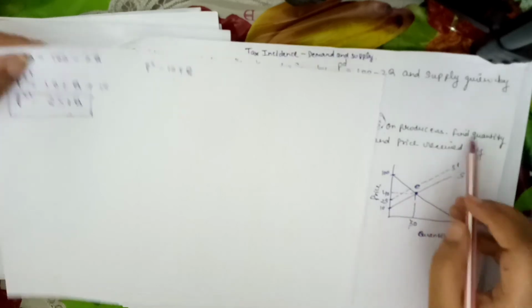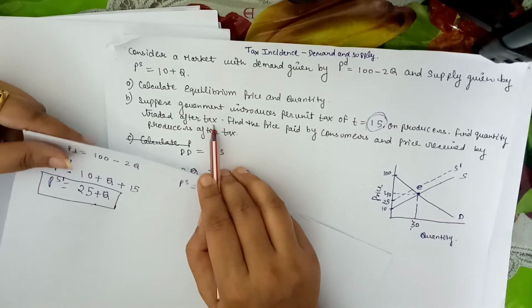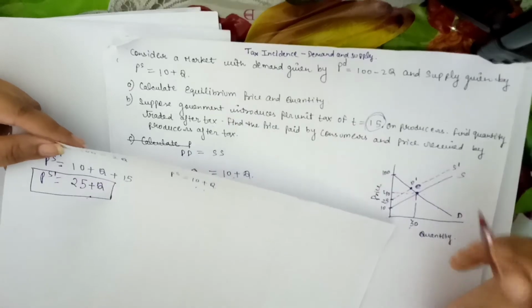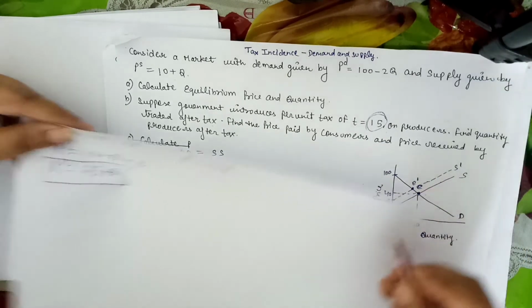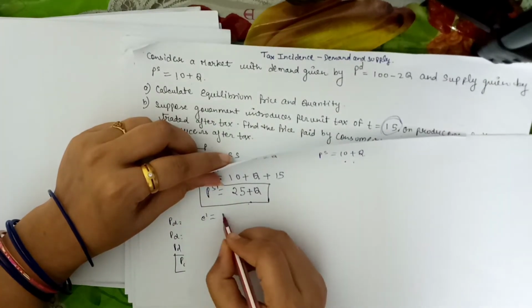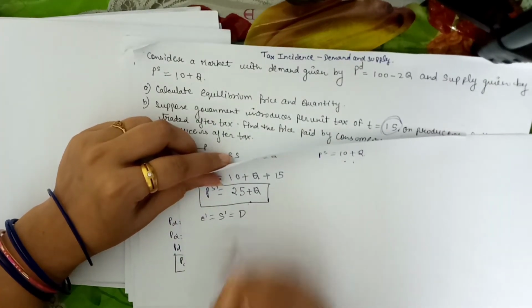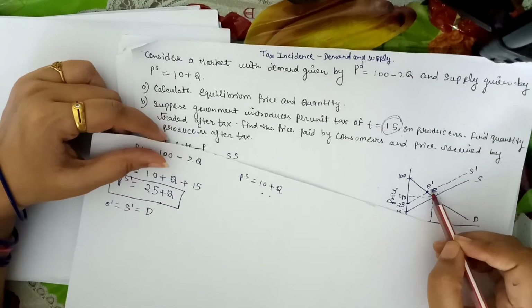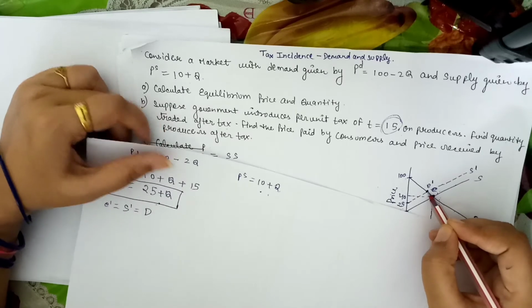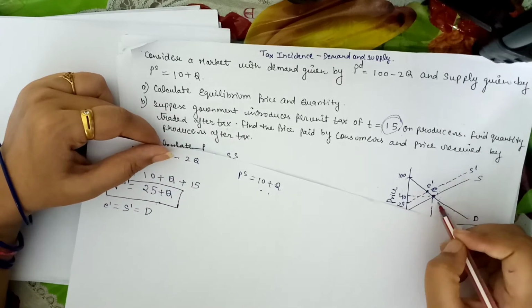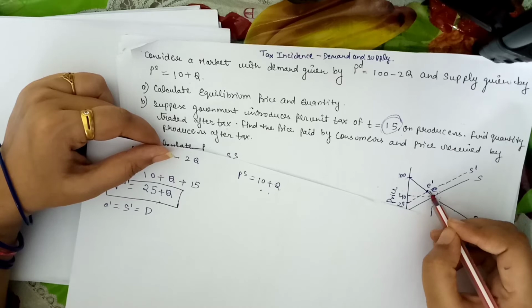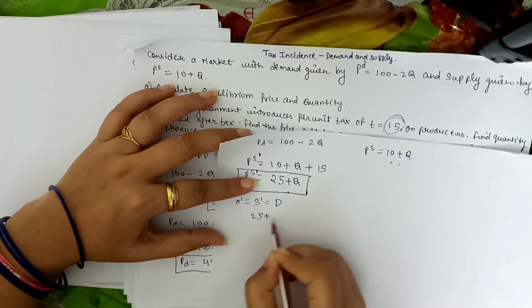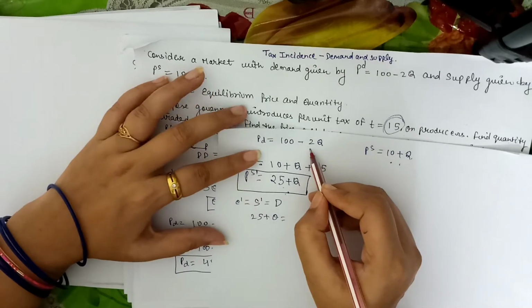Now the question is asking to find the quantity traded after tax. So here I can see the new equilibrium point which is E1, and here we can see that at the new equilibrium point S1 is equal to demand. So that means the demand is the same but the supply has changed. So our new equilibrium point is this. So now we will use the old demand function and the new supply function for the new equilibrium quantity. So the new supply function is this and my old demand function is this.